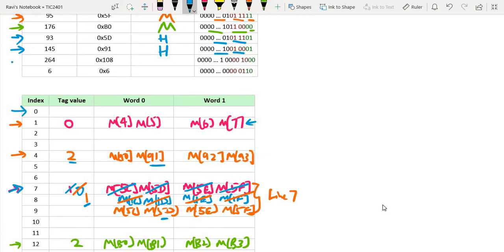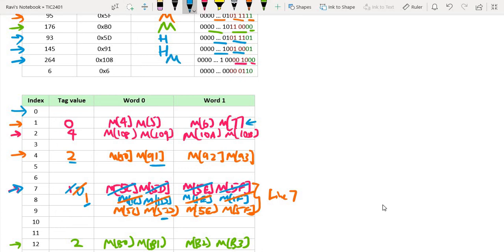How about this 264, hex 108? So this hex 108 maps to cache line 2. Cache line 2 with offset of 0 and with a tag of 4. So cache line 2, tag of 4, and I need to update the address. Since the last 2 bits are 0, it is basically memory 108, 109, 10A and 10B. So this is actually a miss.